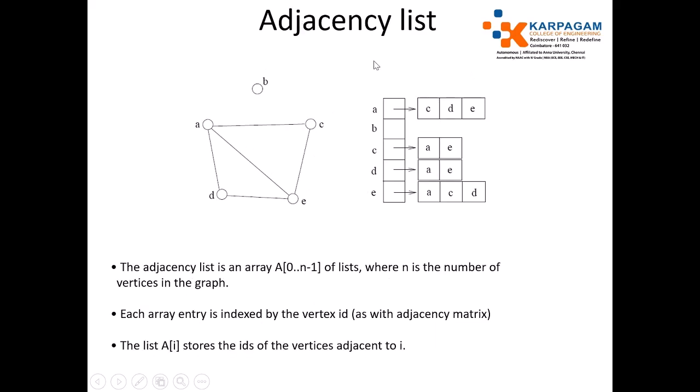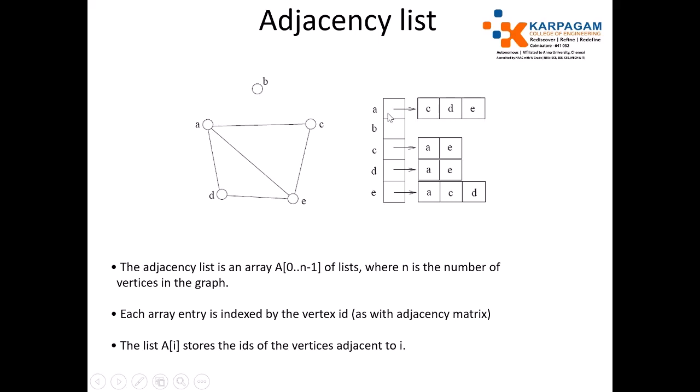Another representation, adjacency list. I already told that this makes use of an array of linked lists. For example, here I have 5 nodes or 5 vertices in a graph, which is represented as an array of linked lists. The first list position represents node A, second one B, third one C, fourth one D, and fifth one E. If A is connected to C, E, D, that is represented in the array of linked lists.